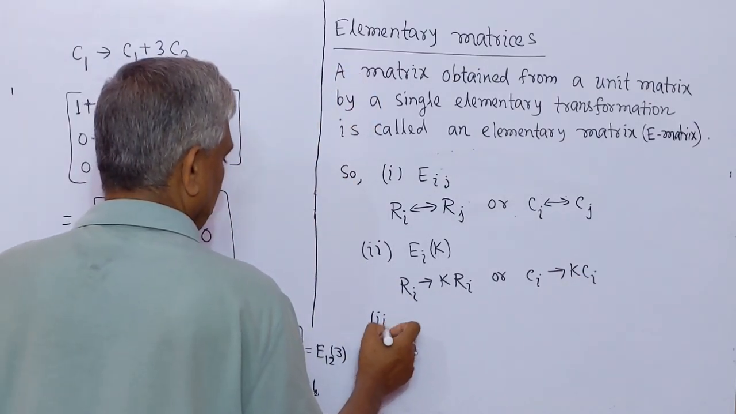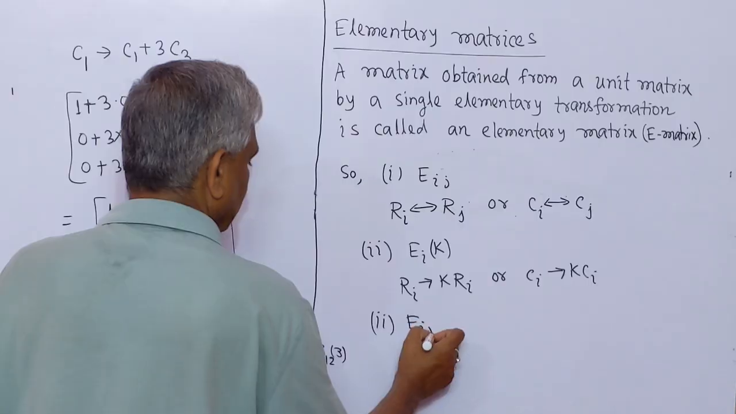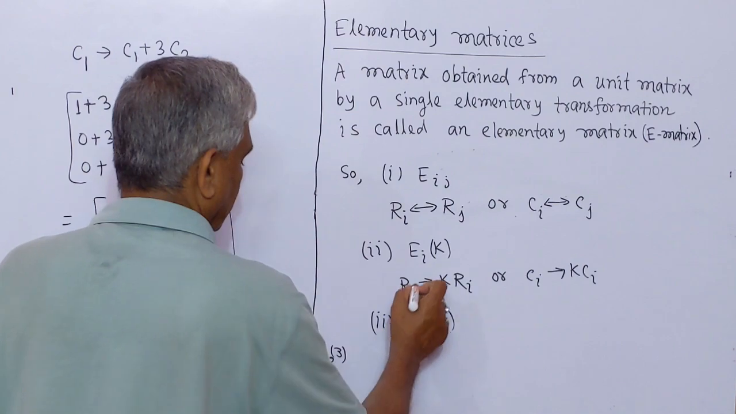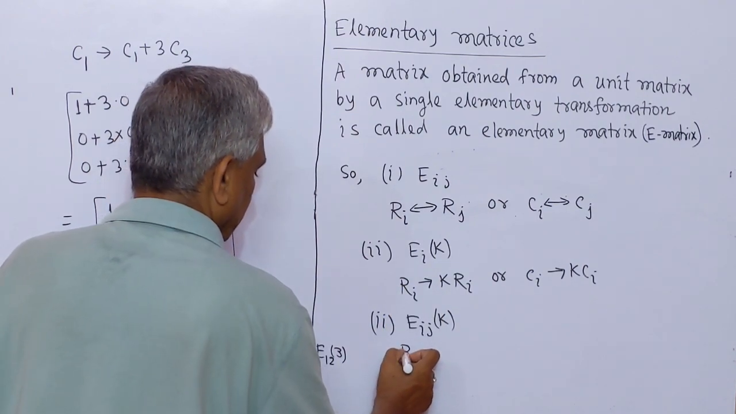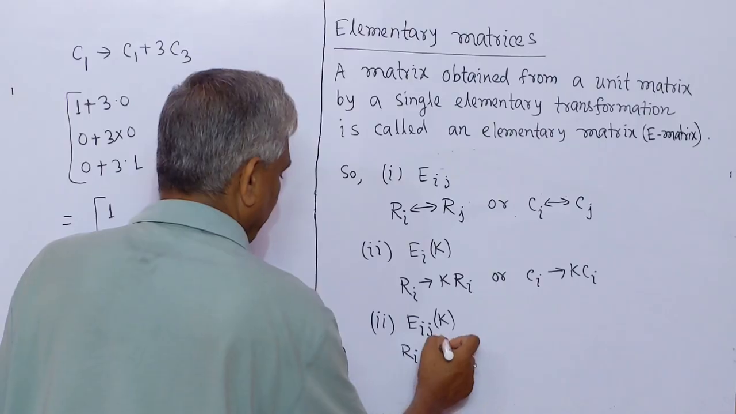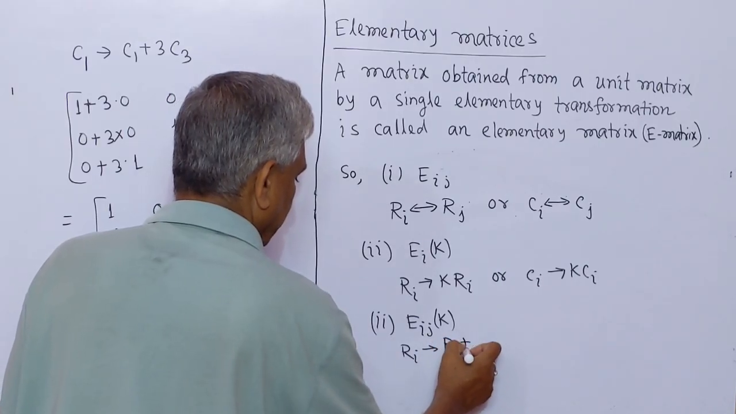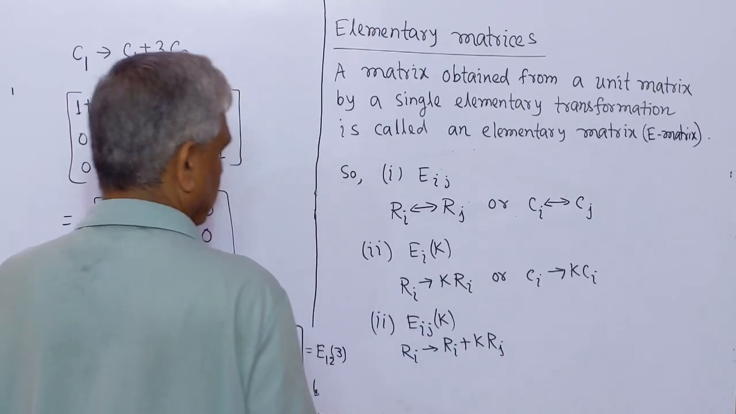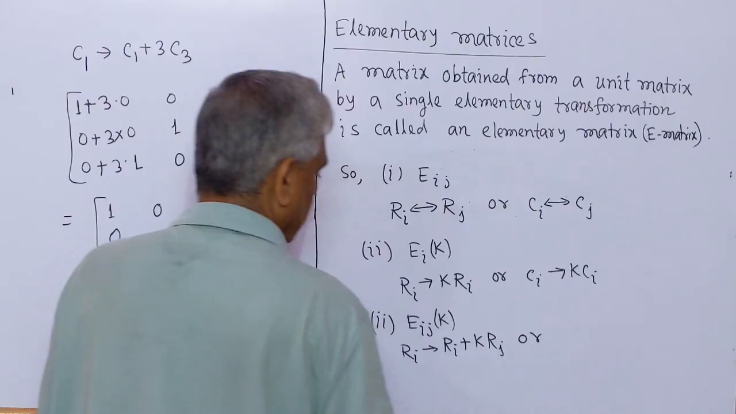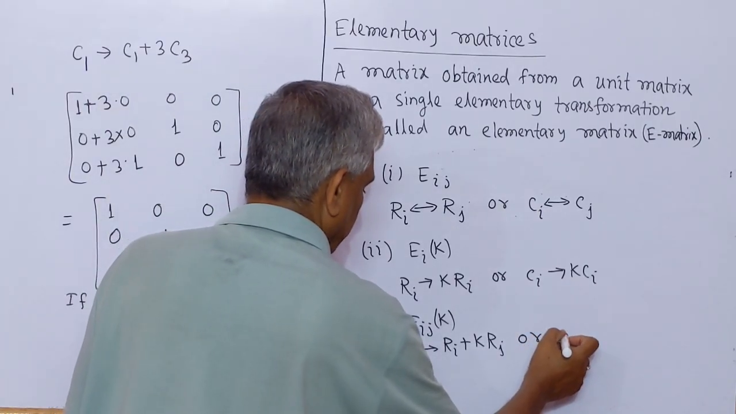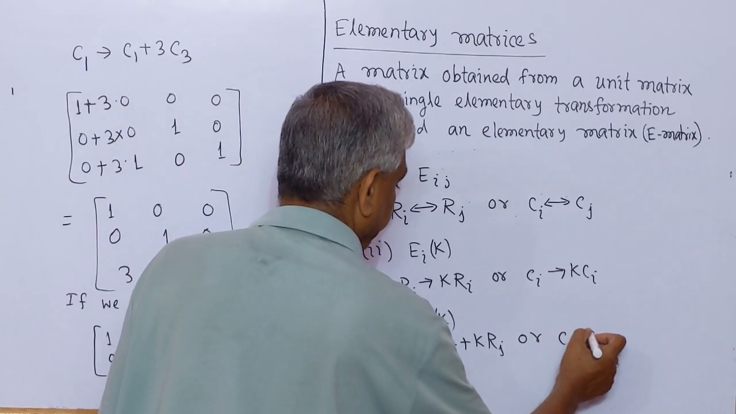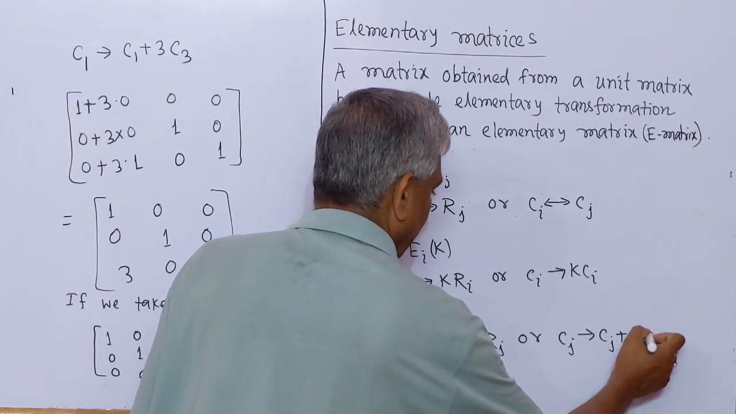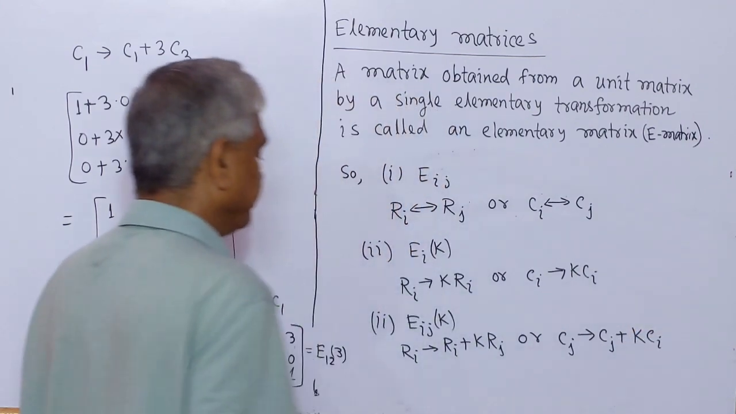Number 3: Eijk is obtained by Ri. In the place of the ith row, we add K multiplied by the elements of the jth row, or in the place of the jth column, the elements of the jth column plus K multiplied by the elements of the ith column.